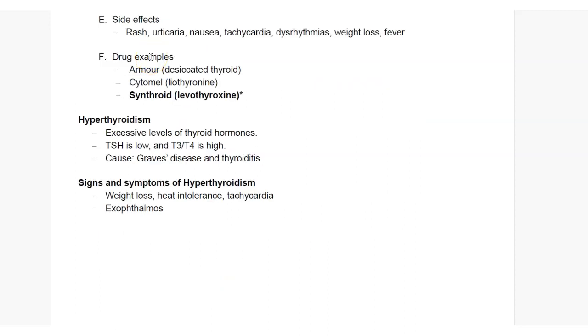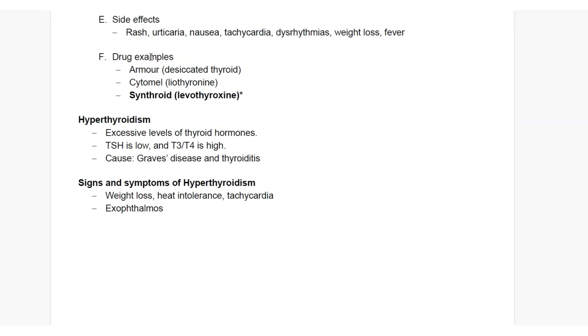Now let's talk about hyperthyroidism. So it's basically the opposite. This is a condition wherein the body produces more thyroid hormones than we need. So this is the excessive level of thyroid hormones. Typically what you're going to see in hyperthyroidism is a decrease in TSH, which is your thyroid stimulating hormone, and an increase in T3 and T4.